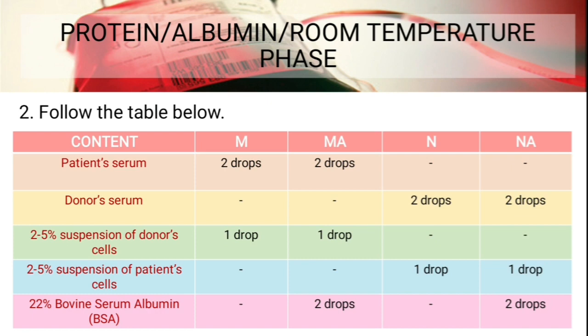For the major cross-match, you need 2 drops of patient serum and 1 drop of 2 to 5% suspension of donor's red cells. For our MA, 2 drops of patient serum and 1 drop of 2 to 5% suspension of donor's red cells. As for our minor cross-match, 2 drops of donor serum plus 1 drop of 2 to 5% suspension of patient's red cells. And for our NA, we have 2 drops of donor serum and 1 drop of 2 to 5% patient cells, as well as our BSA 22%, 2 drops for both MA and NA.